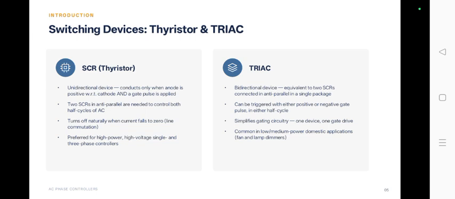Next, triac. Triac is a bidirectional device, equivalent to two SCRs connected in anti-parallel in a single package. It can be triggered with either a positive or negative gate pulse in either half cycle. It simplifies the gate circuitry: one device, one gate drive. It is common in low and medium power domestic applications, for example, fan and lamp dimmers.